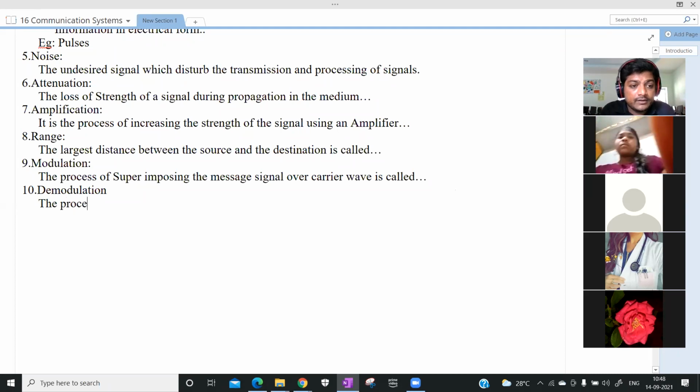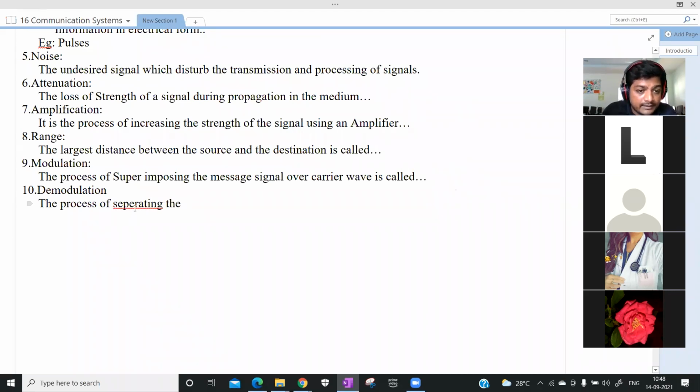What is demodulation? The process of separating the message signal from the carrier wave is called demodulation. Spelling correct? The process of separating the message signal from the carrier wave is called what? Demodulation. Understood?